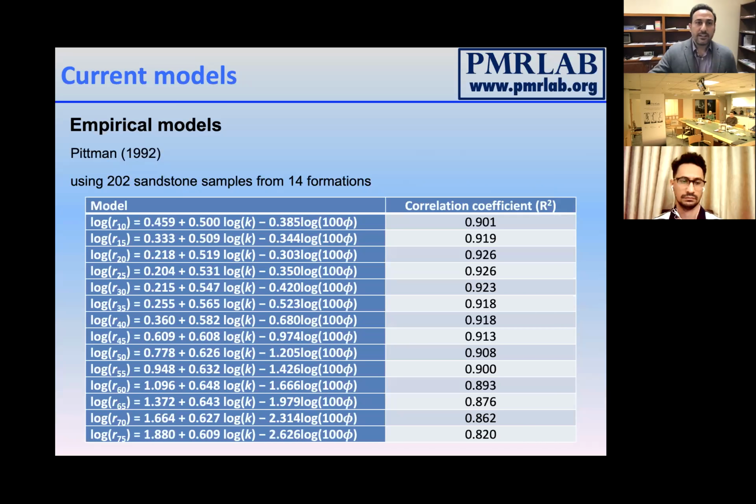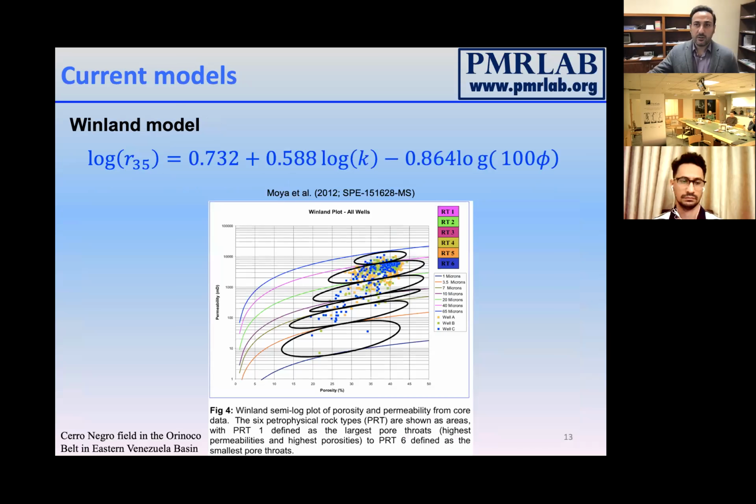If you look at the literature, there are some other empirical relationships to connect some characteristic pore size to porosity and permeability. Pittman, back in 1992, proposed these empirical relationships, and you can definitely find other models. People try to propose different things. But the Winland model has been widely used for rock typing purposes.